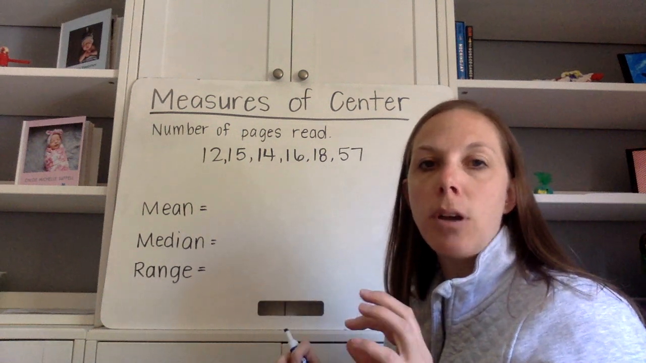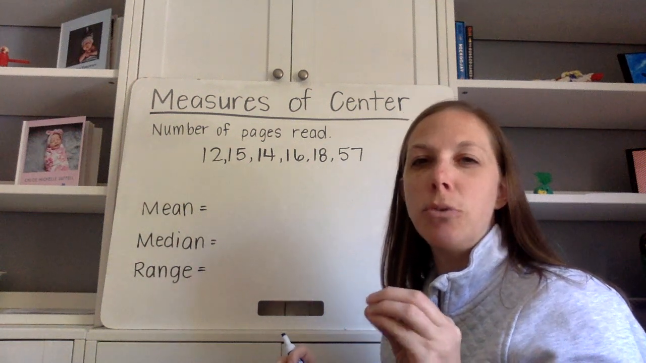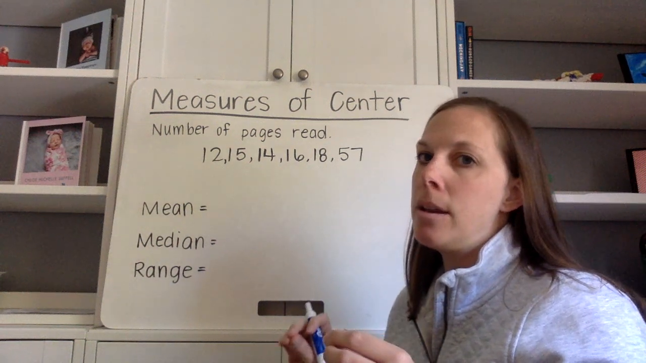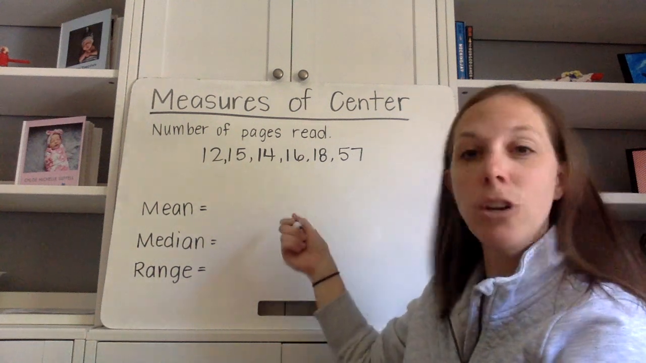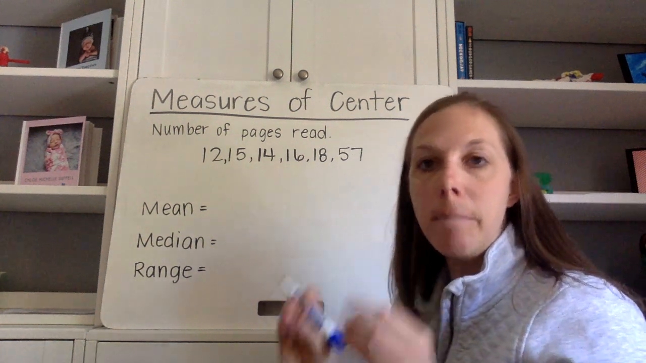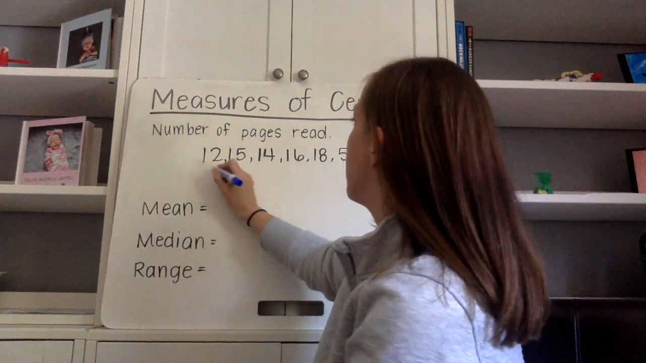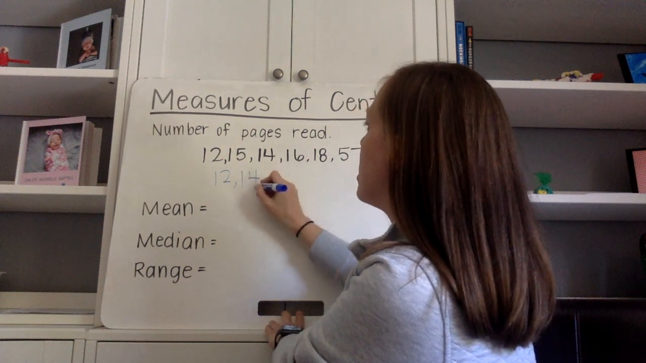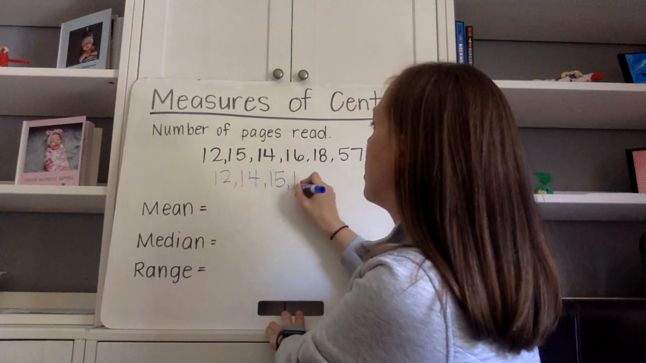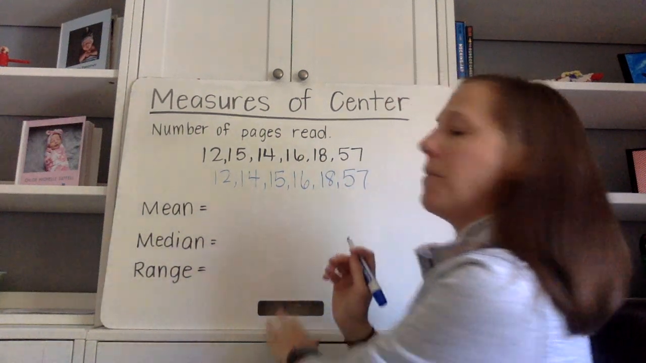Some of you I noticed on one of our last learning opportunities, you skipped that step and then your median was off because you just picked the number that happened to be in the middle up here, not the number that's in the middle when we put it least to greatest. So the first thing I'm going to do, I'm going to take a minute and I see that my numbers would be 12, 14, 15, 16, 18, 57.